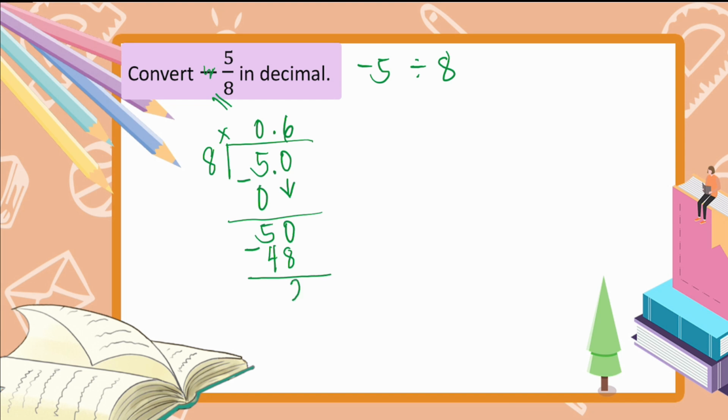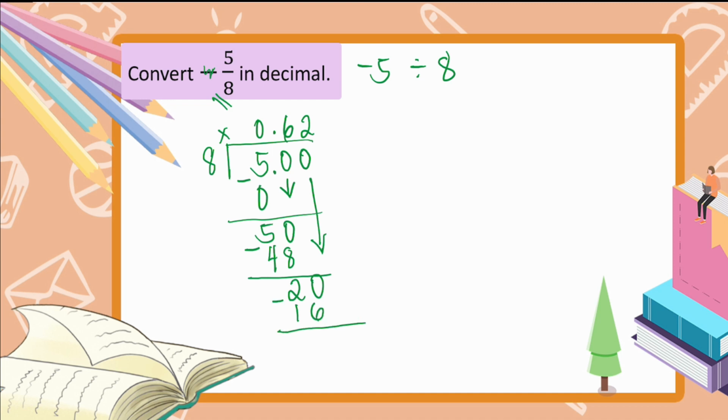The answer will be 2. Meron pa tayong remainder, so we have to keep going. Add 0, then bring down. So, meron na tayo ngayong 20. 20 divided by 8, we will get a 2. 2 times 8, we will get a 16.